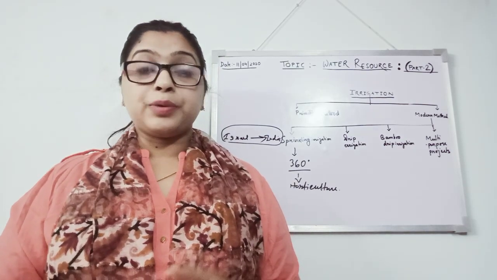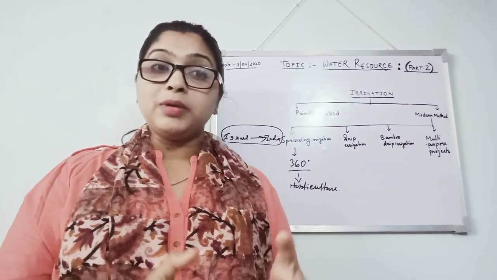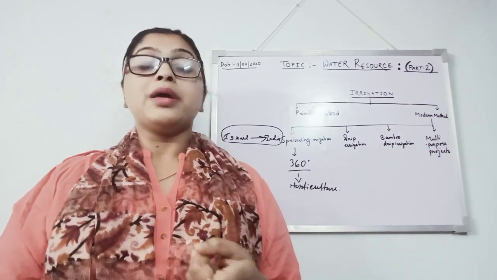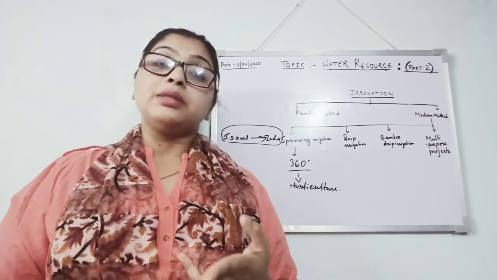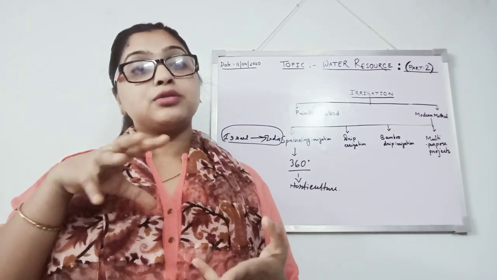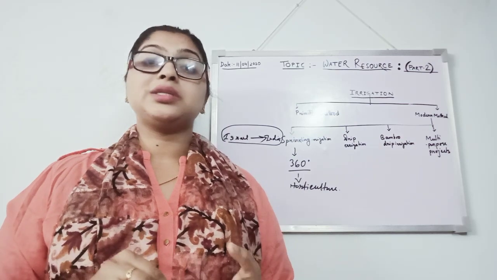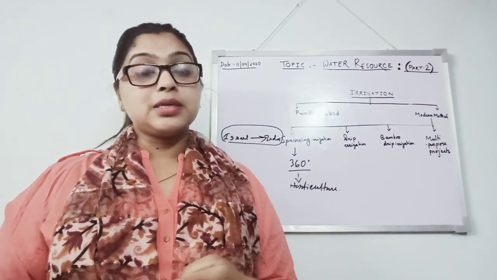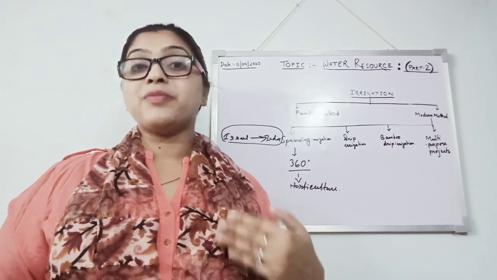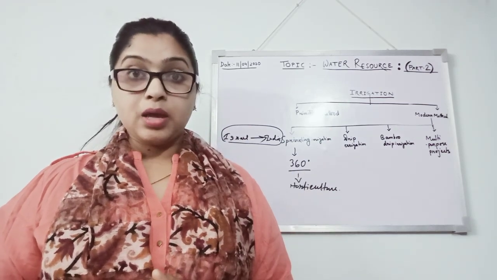Clear? So what are the problems? Here the problems, as I said, are that it is not suitable for paddy, sugarcane, this kind of crop. Also, with sprinkler irrigation, sometimes the initial cost is high, and sometimes it needs maintenance charges. These are the problems we can see in the case of sprinkler irrigation.